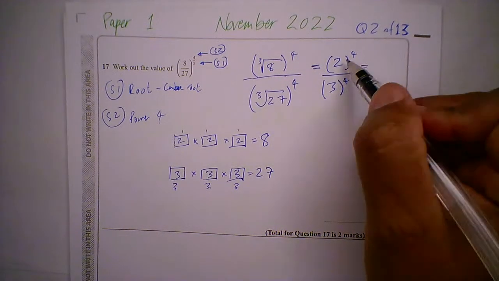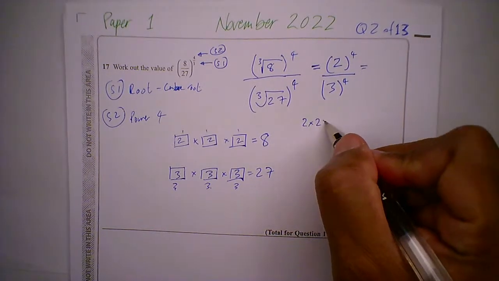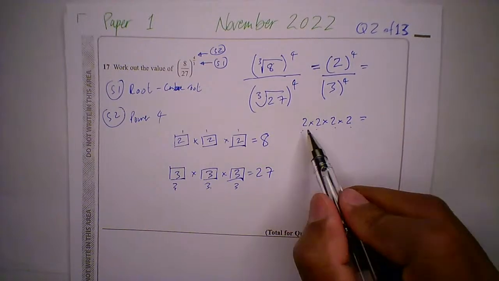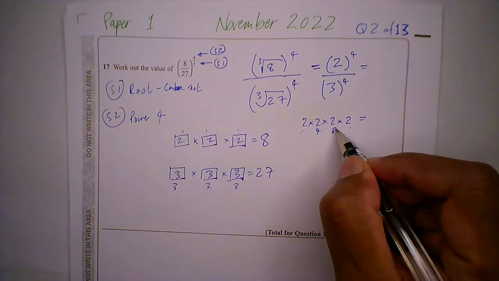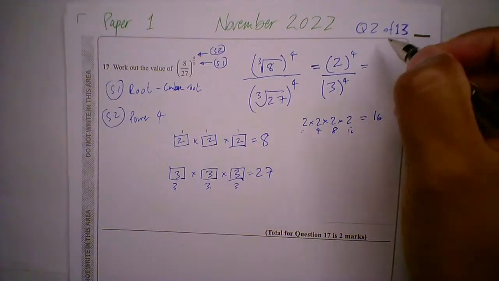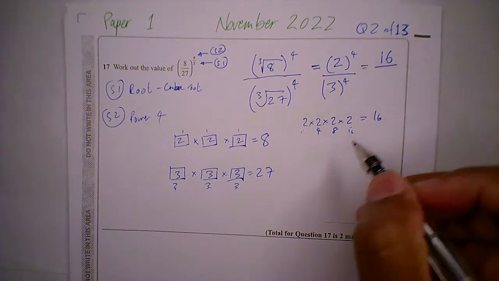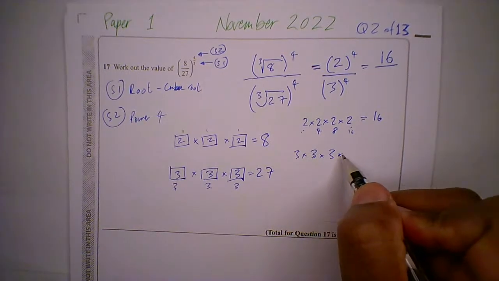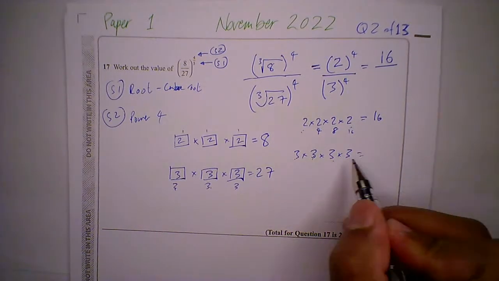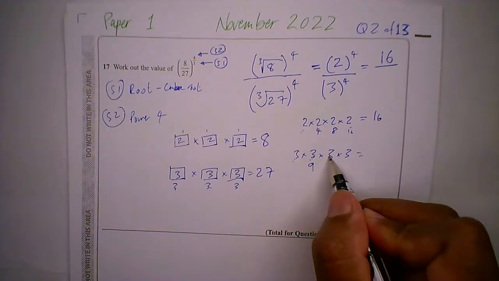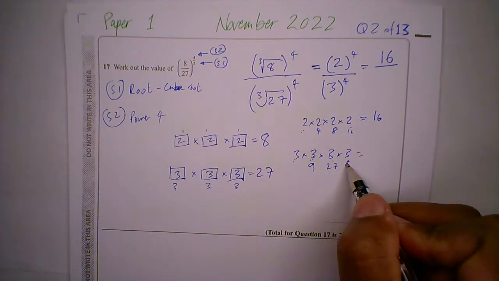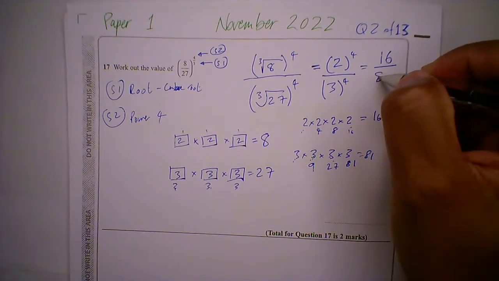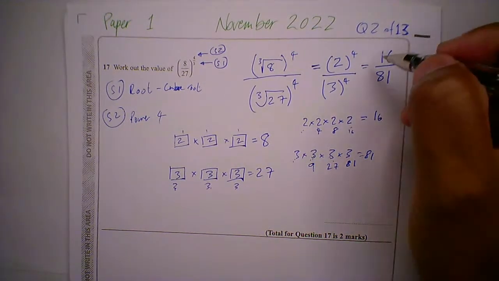Now 2 to the power 4 is 2 times 2 times 2 times 2, 4 times. 2 times 2 is 4, times 2 is 8, times 2 is 16. So my answer here is 16 over 3 to the power 4. That's 4 times. That gives me 3 times 3 is 9, times 3 is 27, times 3 is 81. So my final answer is 16 over 81.